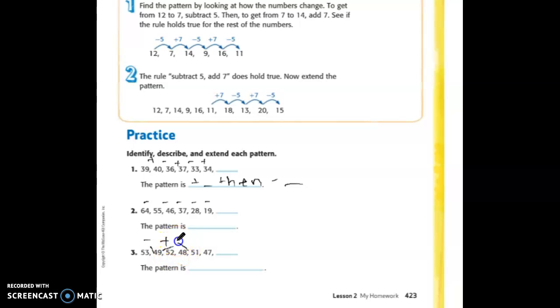to 48 is another subtract. 48 to 51, that's an increase, so addition. 51 to 47 is a decrease. So you're seeing a minus, plus, minus, plus, minus pattern. And your job is to figure out what we're subtracting and what we're adding, and if that consistently makes a pattern.